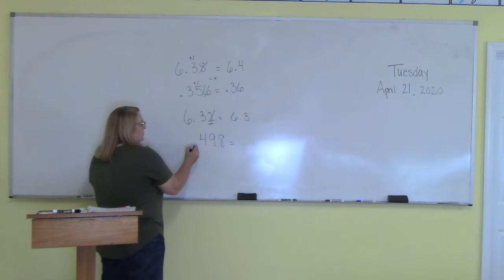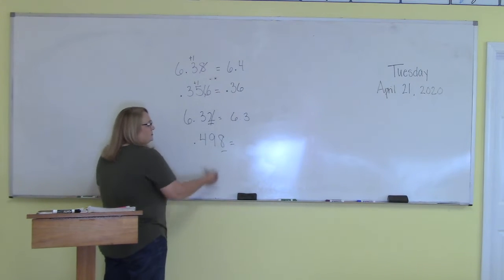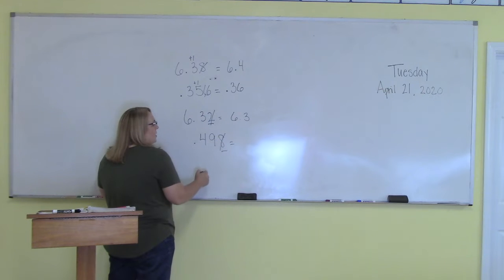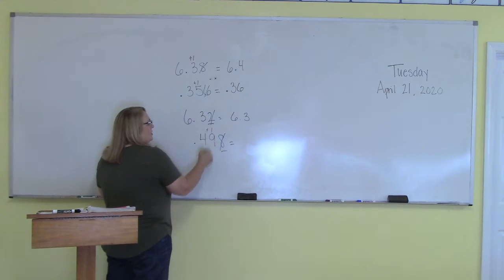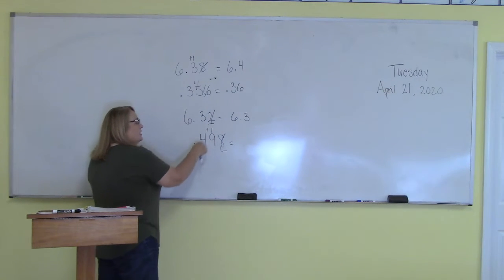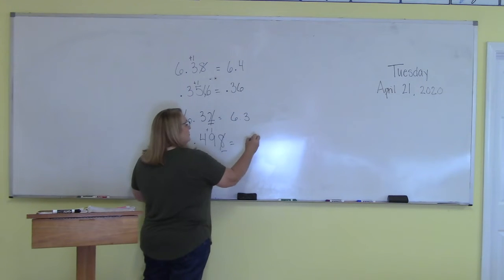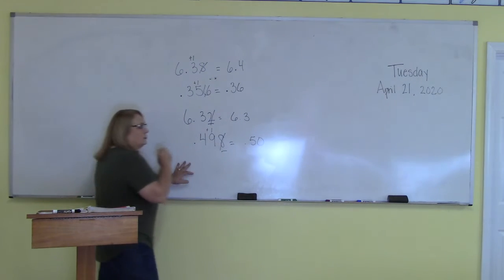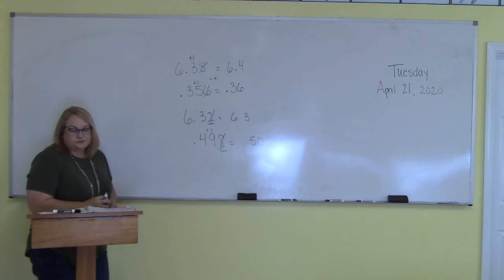0.498. Look at the last digit. It's more than 5, so we're going to drop it and add 1 here. Well, when you have 49 plus 1, that's going to be 0.50.